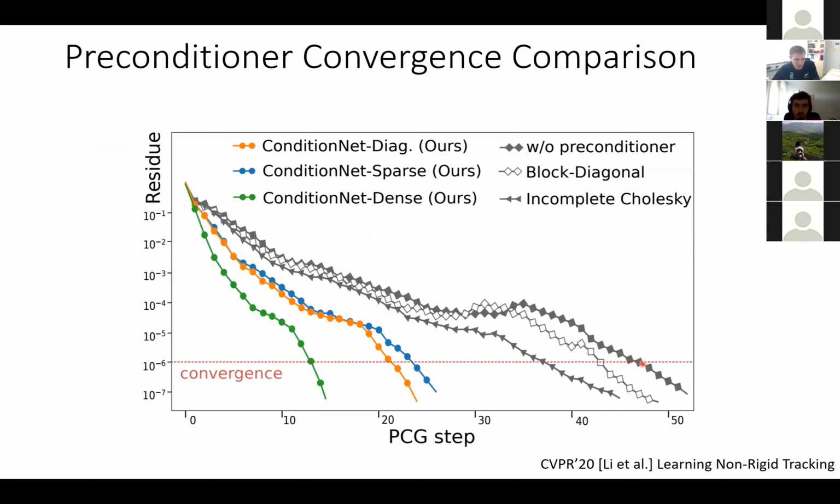If we're using block diagonal, we are here. If we're using incomplete Cholesky, we are here. If we're using our condition net, sparse, then we're here. Then we have the block diagonal version, then we're here. And if you're using a denser version, then we are here, right? It's pretty interesting. Compared to the best baseline preconditioner, incomplete Cholesky, which is at 37-ish or so, here we're at 12, right? We actually get a speedup of about 3x in terms of the number of iterations we have to do.